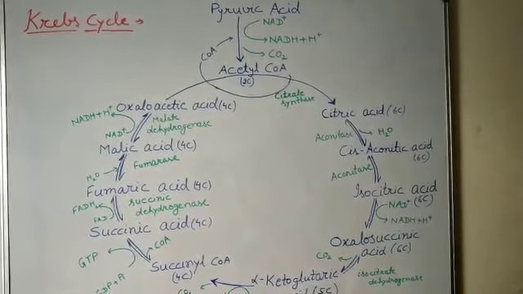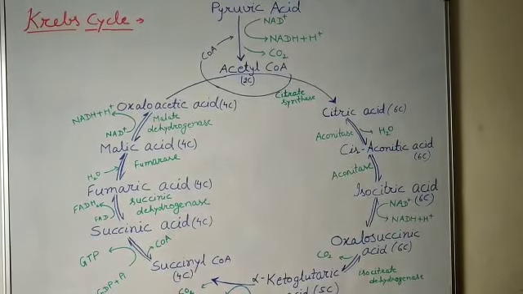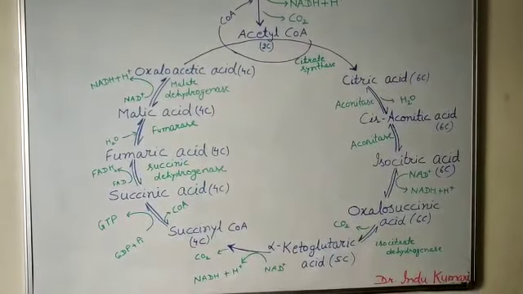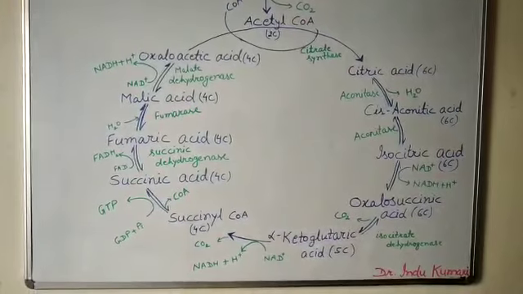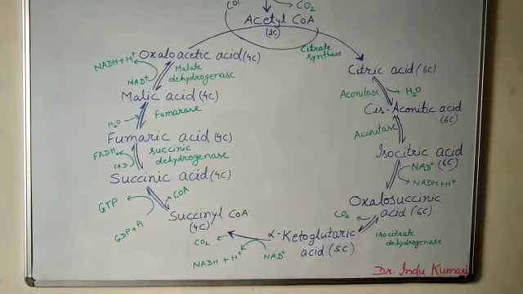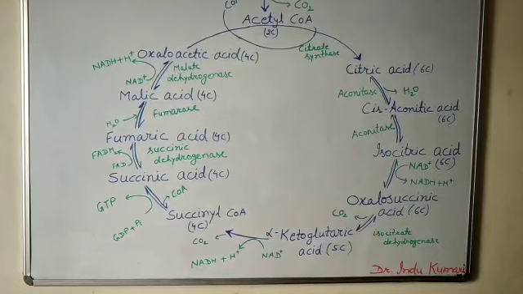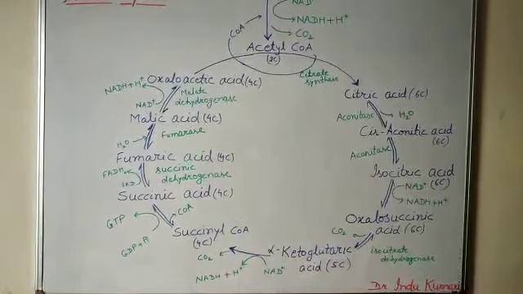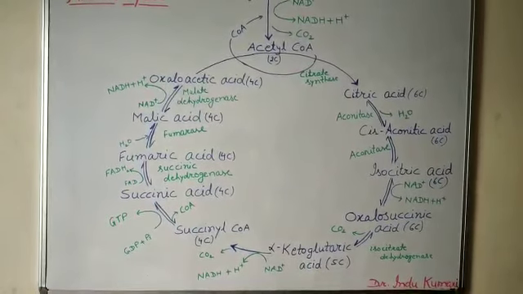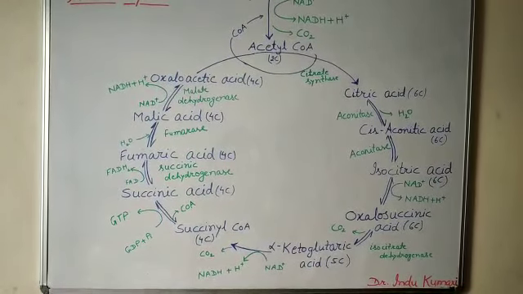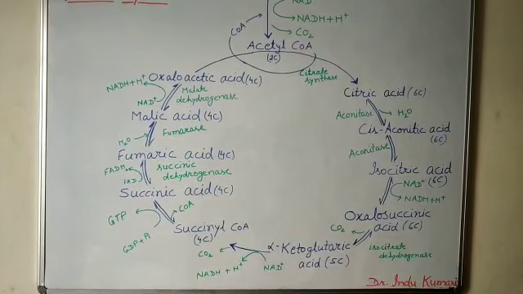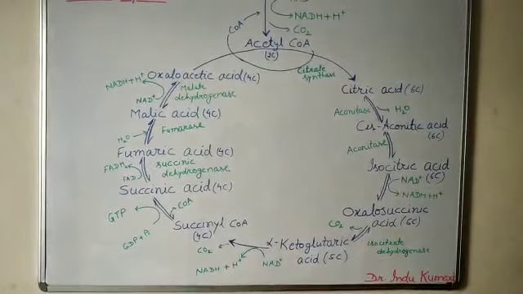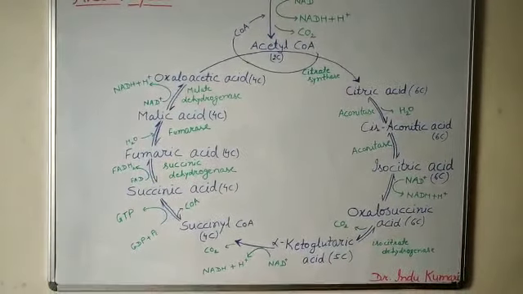Isocitric acid undergoes dehydrogenation in the presence of the enzyme isocitric dehydrogenase, which involves coenzyme NAD, forming oxalosuccinic acid. Coenzyme NAD is reduced to NADH plus H plus. Oxalosuccinic acid, under decarboxylation, converts into alpha-ketoglutaric acid with the release of one molecule of CO2 in the presence of the same enzyme, isocitric dehydrogenase.